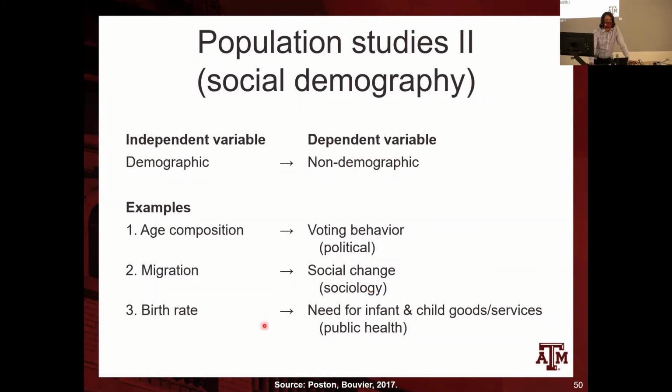And another example, birth rate. Birth rate being a fertility variable. If we have a high birth rate in a specific country, that will increase the proportion of children in that specific country. So we're going to need more services for infants and children, including health services, but also schools and so on, health, childcare, and all these different services that we'll need for a higher proportion of children in that population.